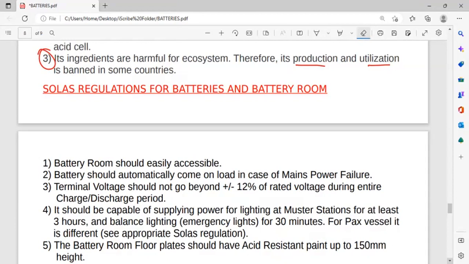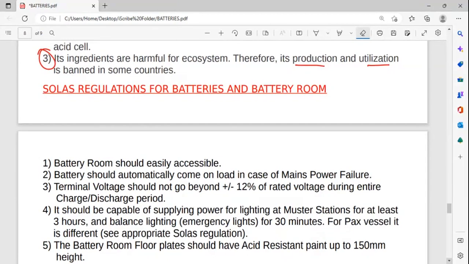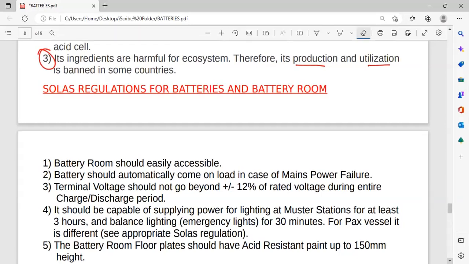Number two, battery should automatically come on load in case of mains power failure. We saw that from the battery charging, discharging diagram, that very simplified diagram. Point number three, terminal voltage should not go beyond plus minus 12% of the rated voltage during the entire charge discharge period. That we saw. And if it is on the float charge, how your float charge controls that.